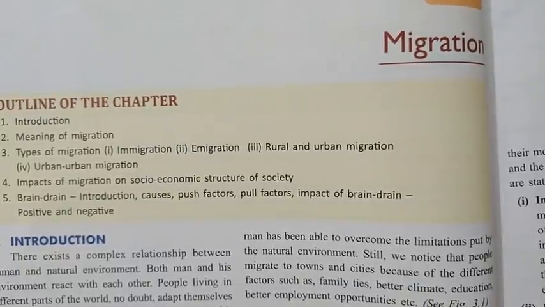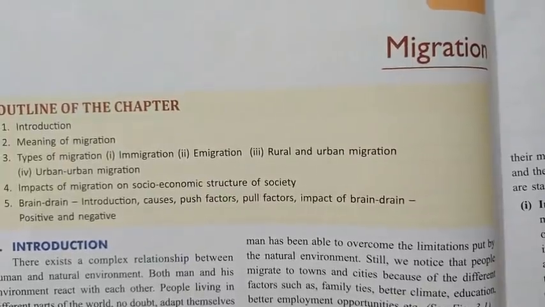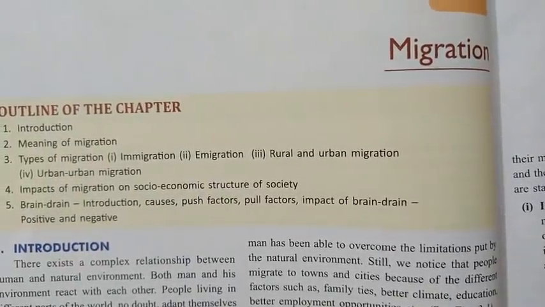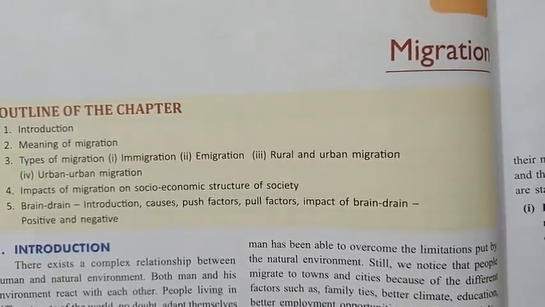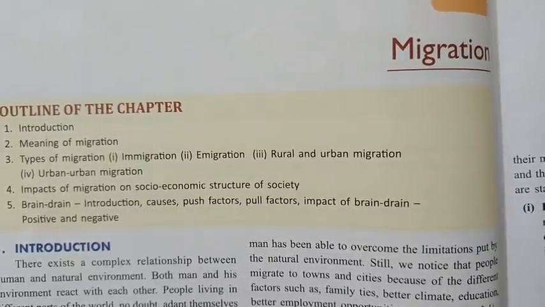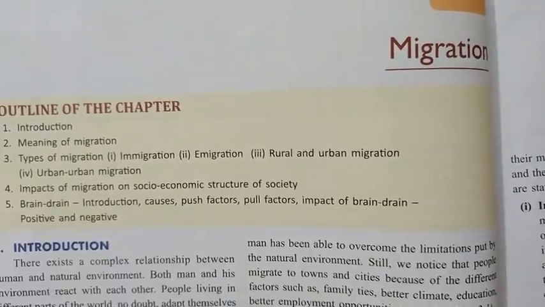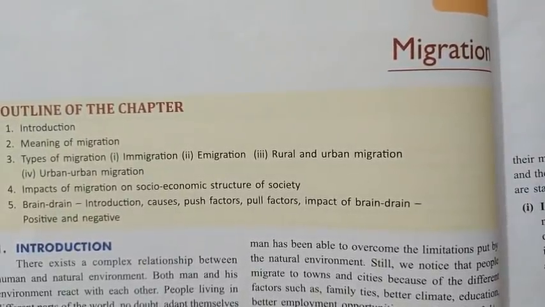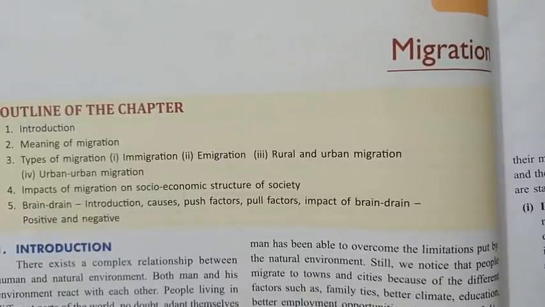First of all, the meaning of migration, then we are going to see the types of migration, and then the impact of migration on the socio-economic structure of our society, that is, the impact of migration on the human population. The last topic we are going to see is what is brain drain, the causes of brain drain, the different factors which affect brain drain, and the impact of brain drain, both the positive impact and the negative impact.